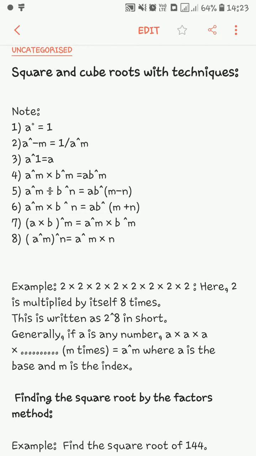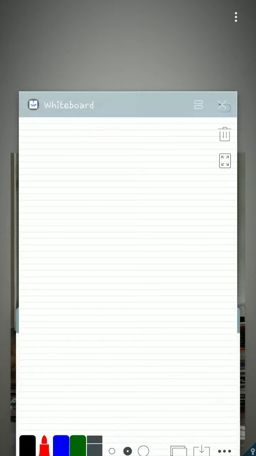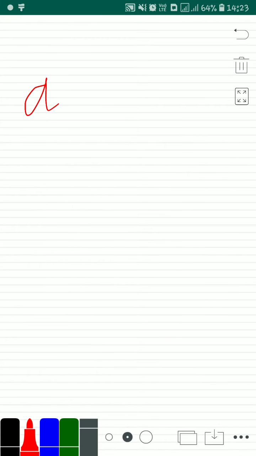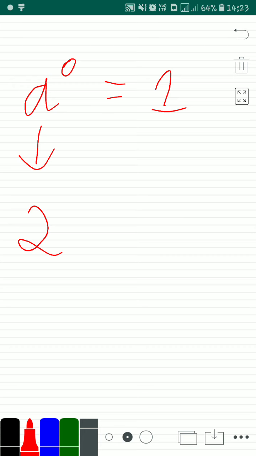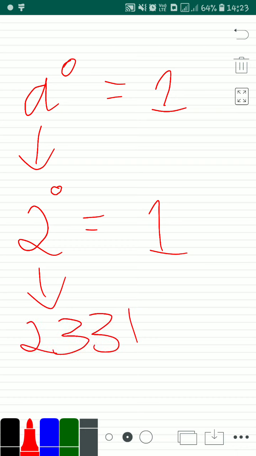So note 1 says a raised to 0 is equal to 1. The meaning of a raised to 0 is equal to 1 is that whenever we have a number in place of a, suppose 2, which is raised to 0, it will always give you 1, whatever the number is and however big it is. If it is raised to 0, it will always give you 1 and nothing else.